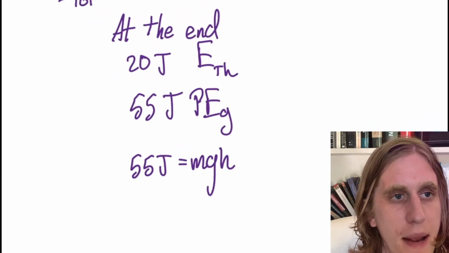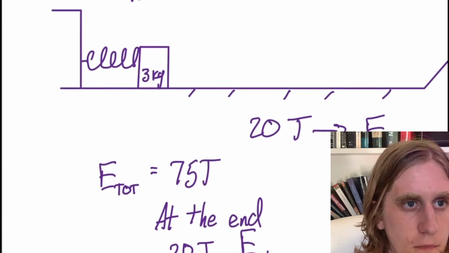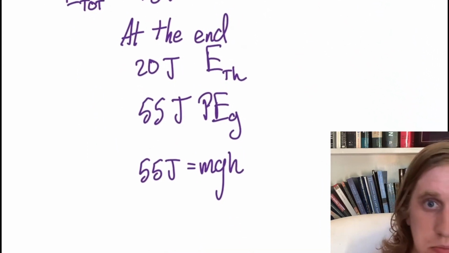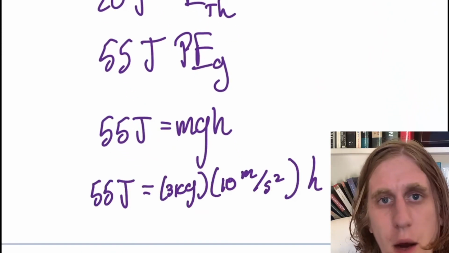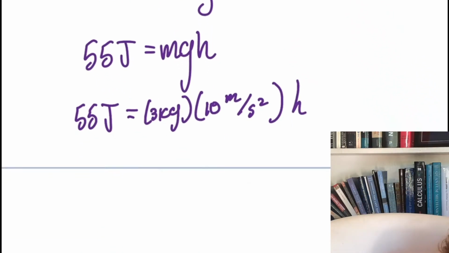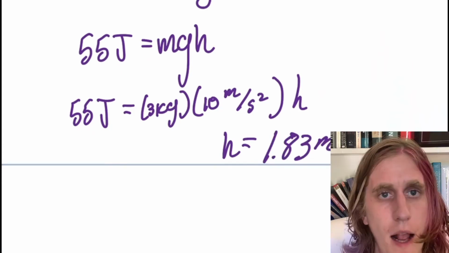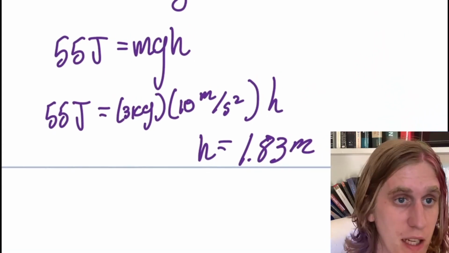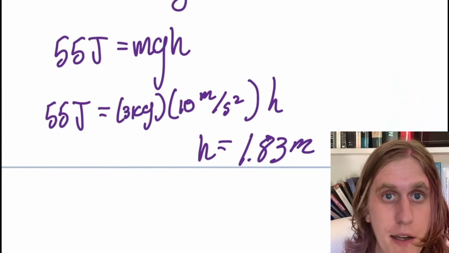Let's see if we can find a mass. Okay, it says the block has a mass of 3 kilograms, so we just plug that in. And now we just solve. And there's our answer. The maximum height above the ground that the block reaches is just 1.83 meters.